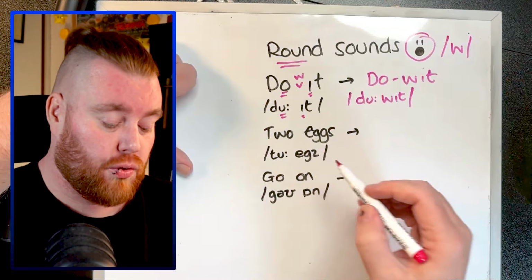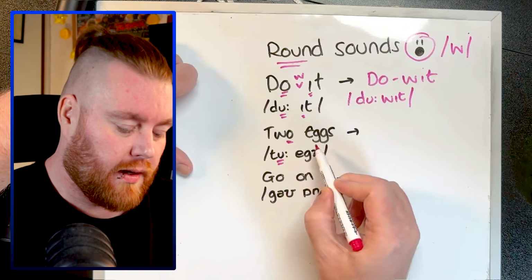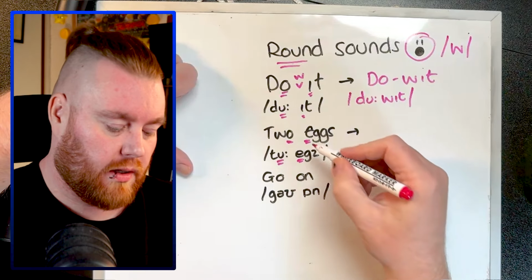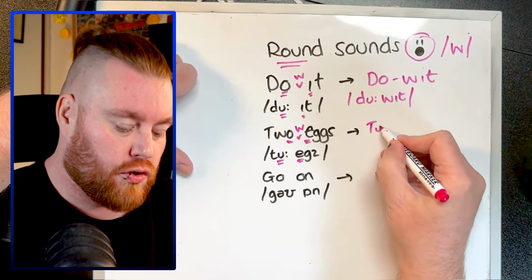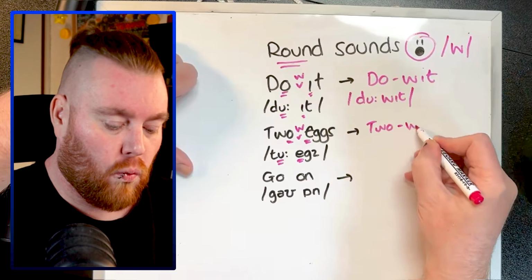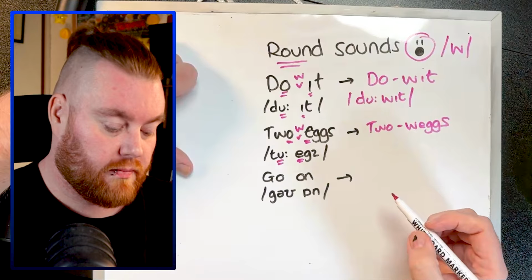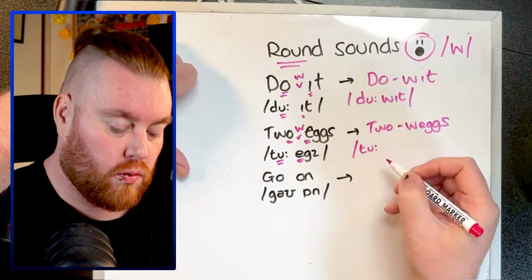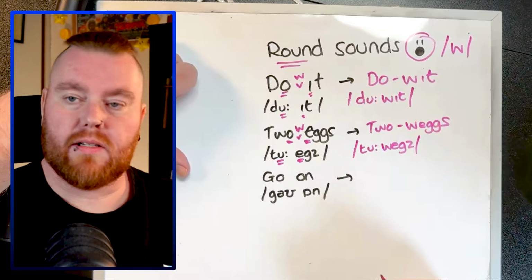Okay, next one. Two eggs. Ooh, two. And the E sound here. Two eggs. We're going to add the W here. And we're going to get two wegs. Two eggs. Okay. And yeah, let's do the transcript. So two, then wegs. Two eggs.